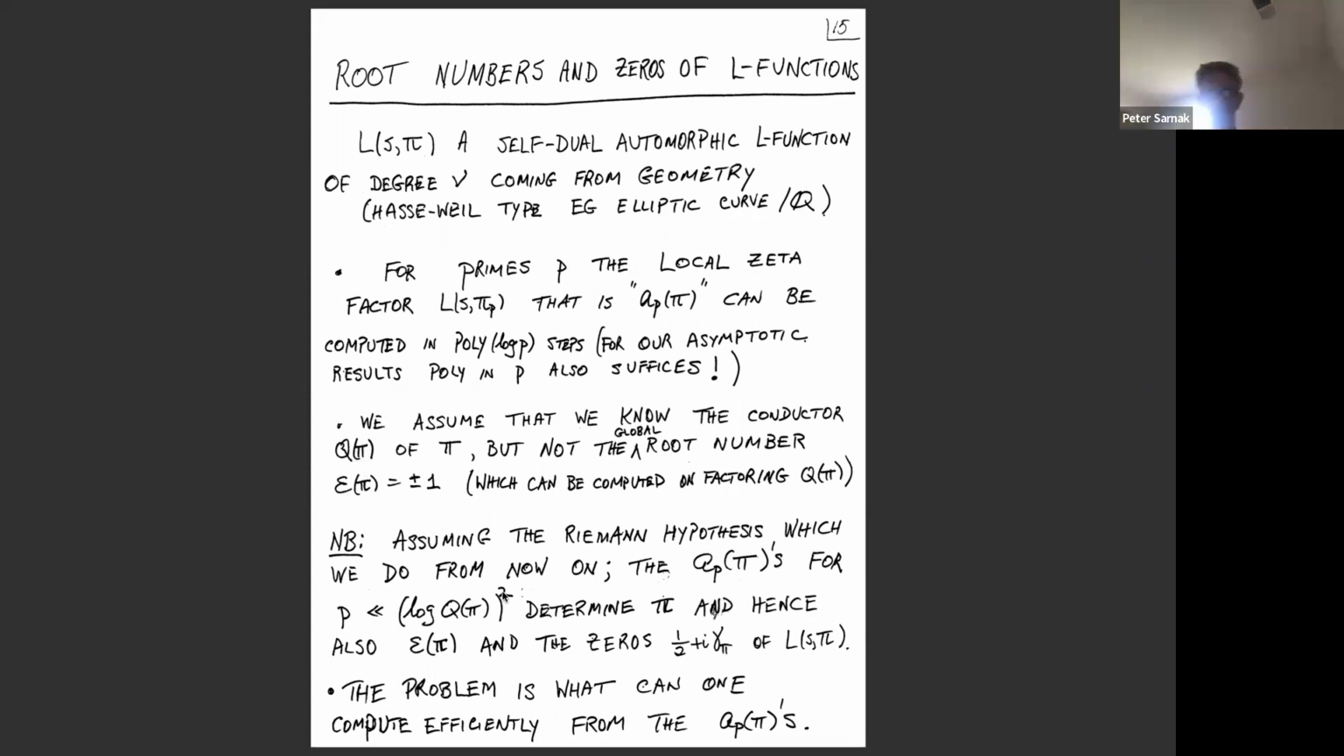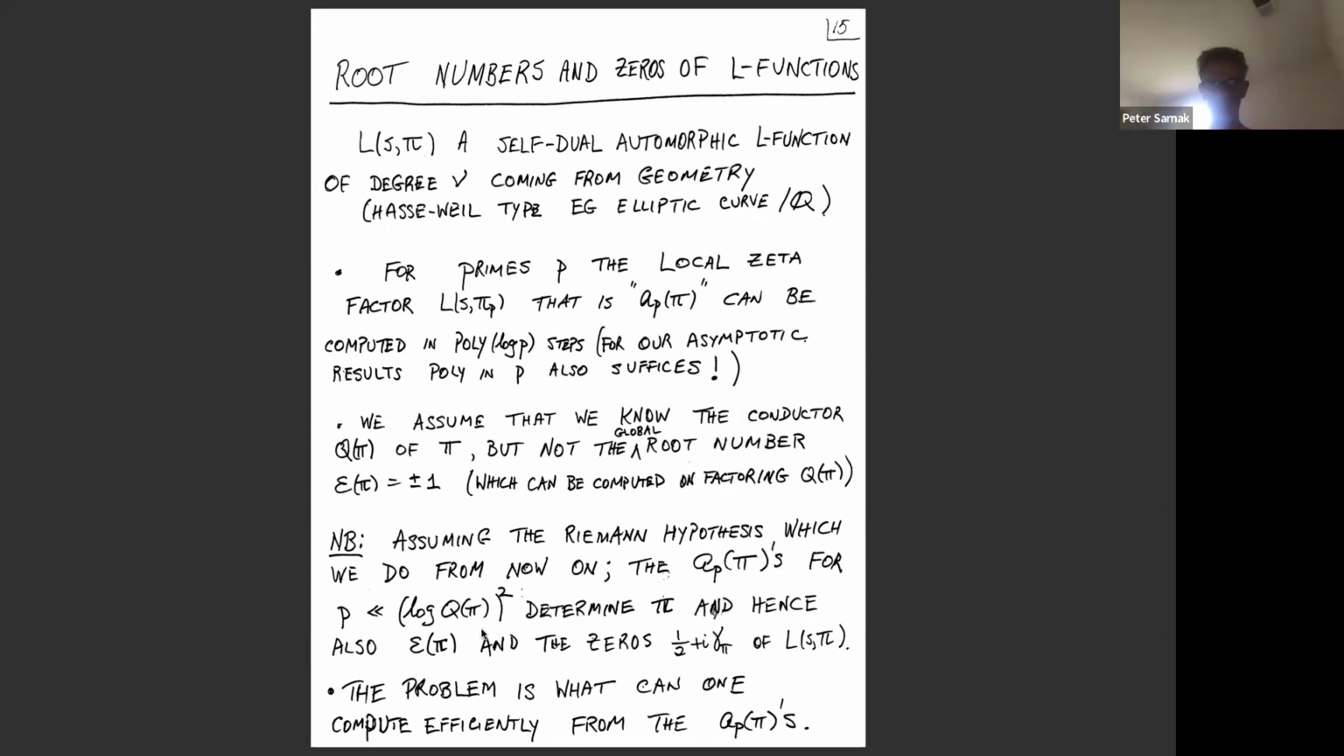Throughout, I'm going to assume the Riemann hypothesis. If it works, then we're happy. This is an algorithm, so I'm going to assume the Riemann hypothesis for all L-functions that might come my way. And in assuming the Riemann hypothesis, at least information theoretically, what we're trying to do is not unreasonable.